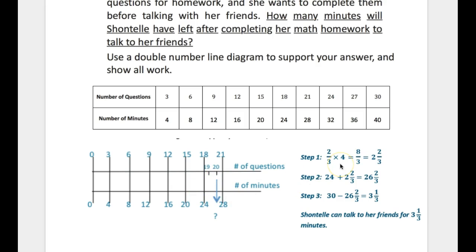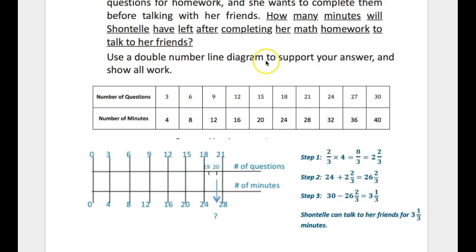So 2/3 of 4 is 2 times 4 is 8, 3 times the 1 is 3. That's 8/3. 8/3, when you divide 8 divided by 3, will give you 2 with 2 left over, so it comes out to 2 2/3. But we're not done. This is just 2 2/3 from here to here. From here to here is the 24 plus those 2/3. So that's where I got 24 plus 2/3, and that's 26 2/3. But that's not my answer. This is 26 2/3 here. Okay, to complete 20 questions, it will take her 26 2/3 of a minute, or 26 2/3 minutes.